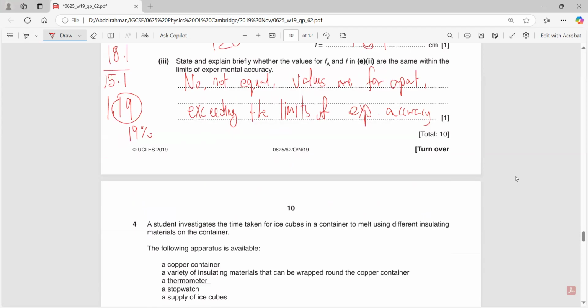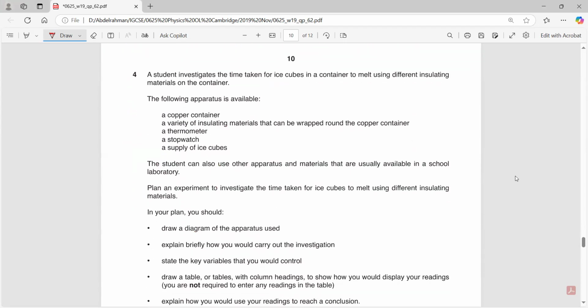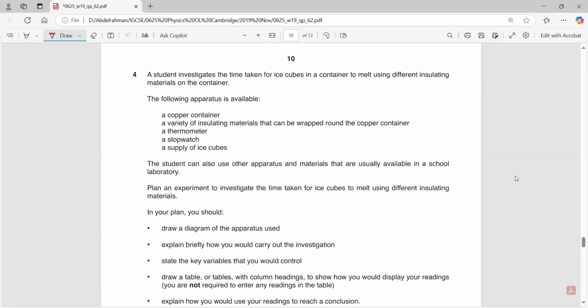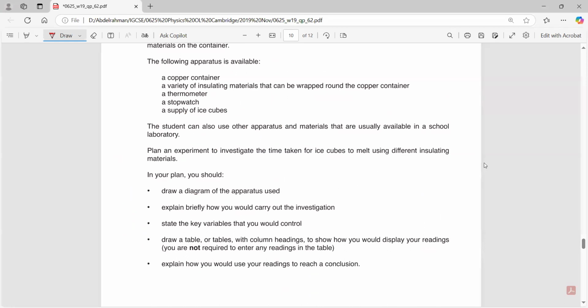Now, a student investigates the time taken for the ice cubes in a container to melt using different insulating materials on the container. The following apparatus is available. Student can also use other apparatus and materials that are usually available in a school laboratory. Plan the experiment to investigate the time taken for the ice cubes to melt using different insulating materials. So it's quite simple. You need to find the time taken. This is the output.